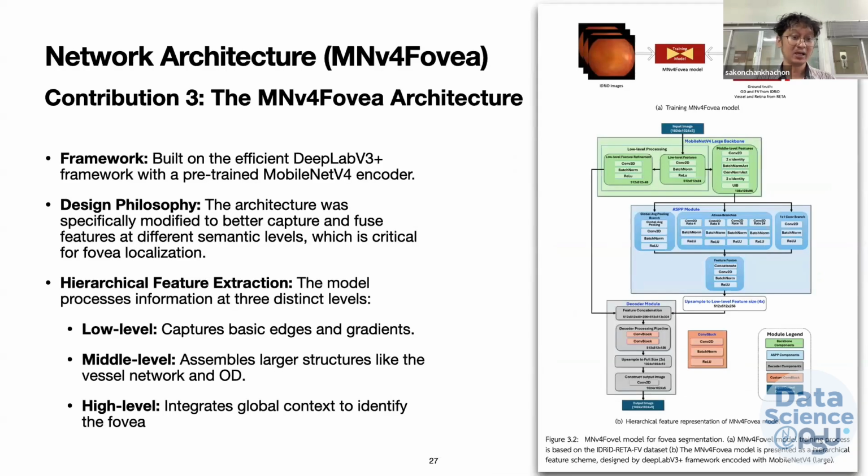Our third contribution is the MNV4 fovea architecture. This model is built on the efficient DeepLab V3 architecture and a pre-trained MobileNet V4 encoder. We specifically modify the architecture to better capture and fuse features at different semantic levels, which is critical for fovea localization. The model processes information at 3 distinct levels. Low level for basic features, to identify the fovea.